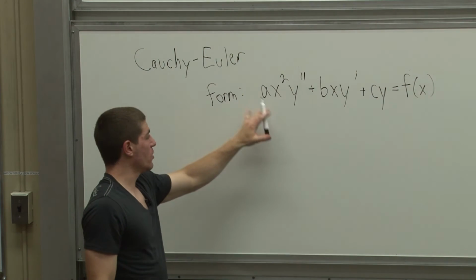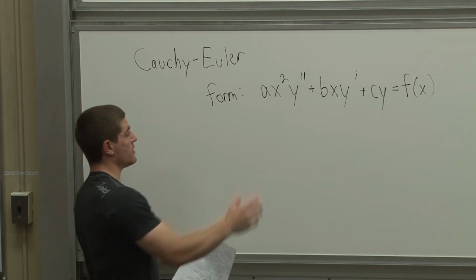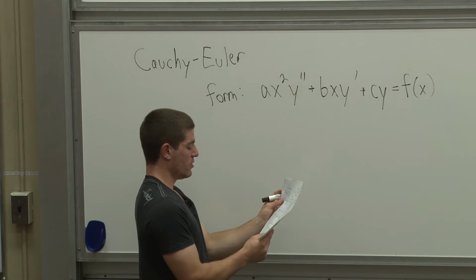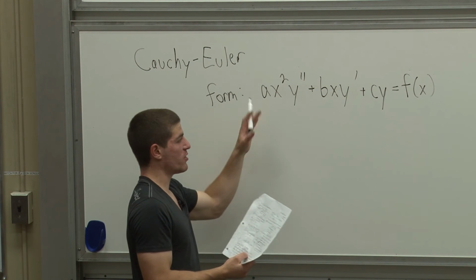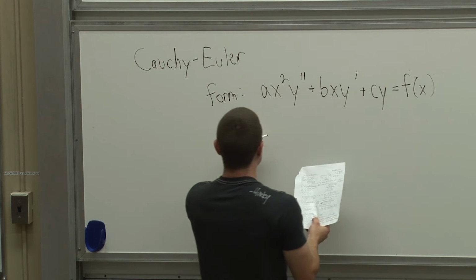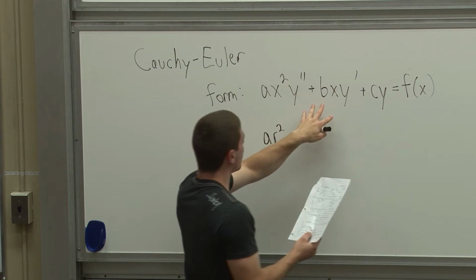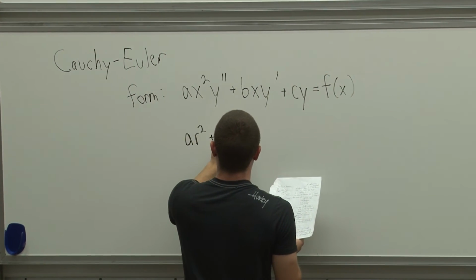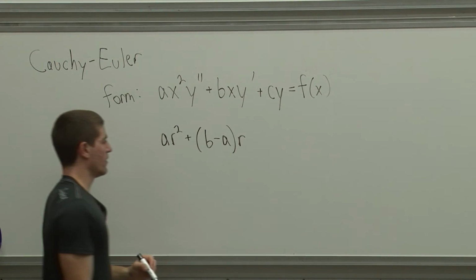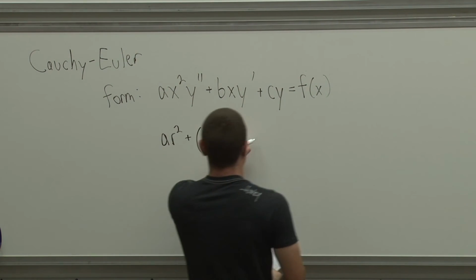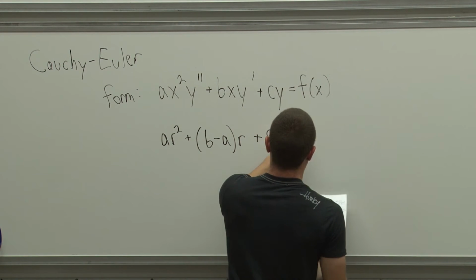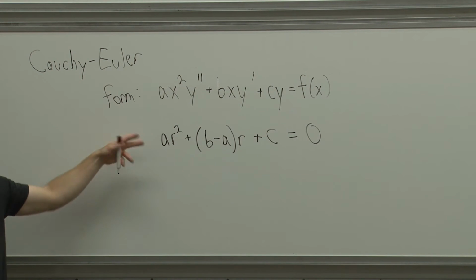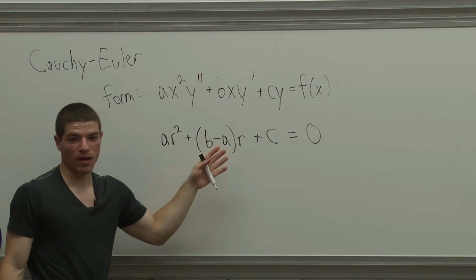So what do you do with this form? What do you do with your a's, b's, and c's? Normally, if these x's weren't here, you just do ar squared plus br plus c. But now you do it a little bit differently. When you transform it to r's, the ar squared stays the same, but the middle br becomes plus parenthesis b minus a times r. That's the only difference. Then it's plus c, and that equals 0 because you're trying to find the homogeneous. Any questions on this? Just memorize it: you have b minus a times r in the middle.